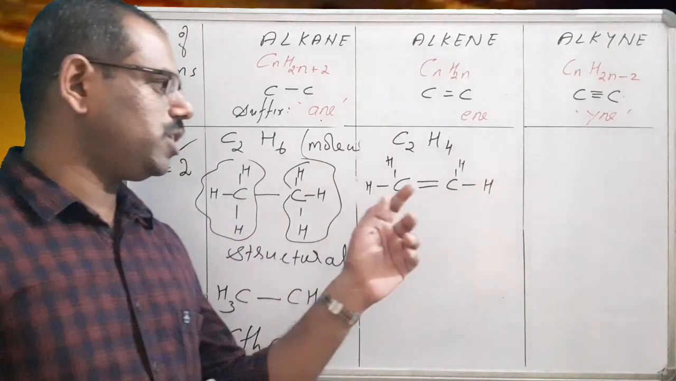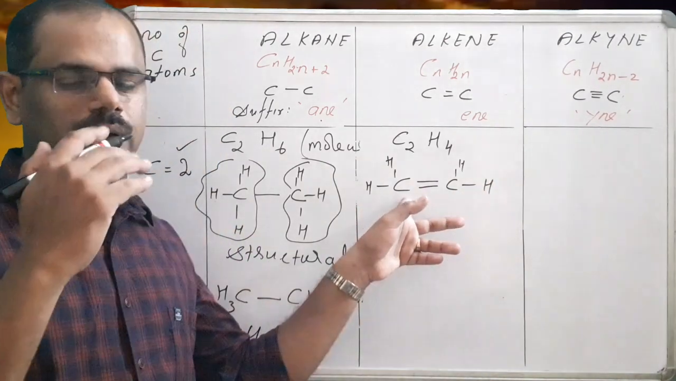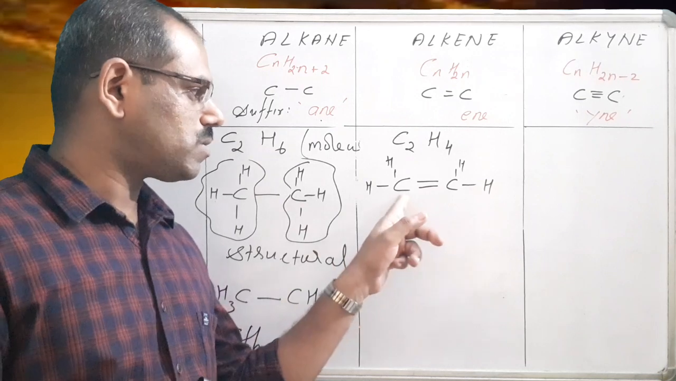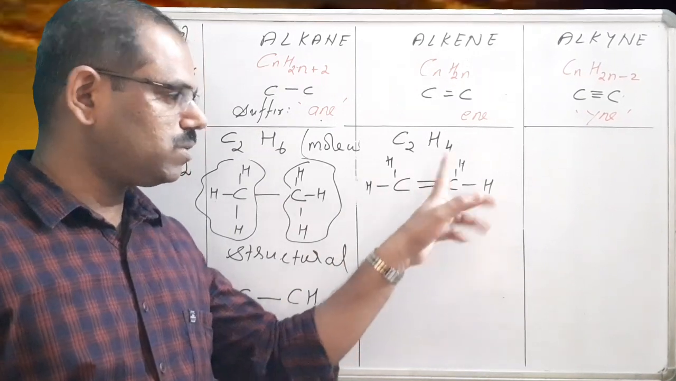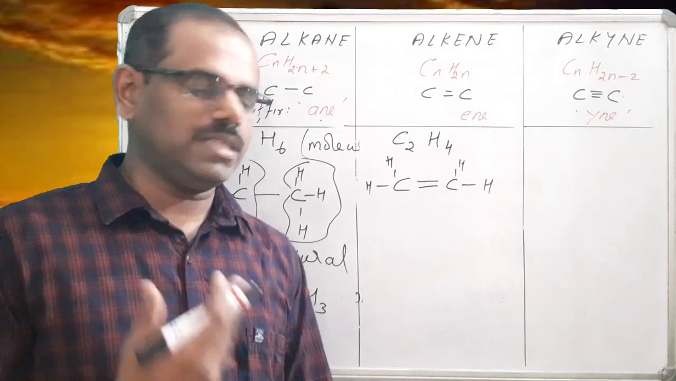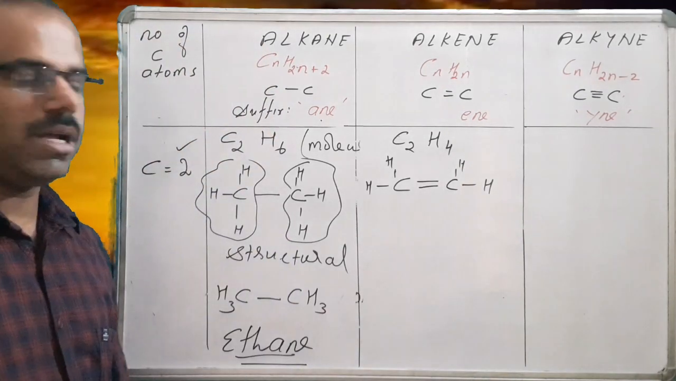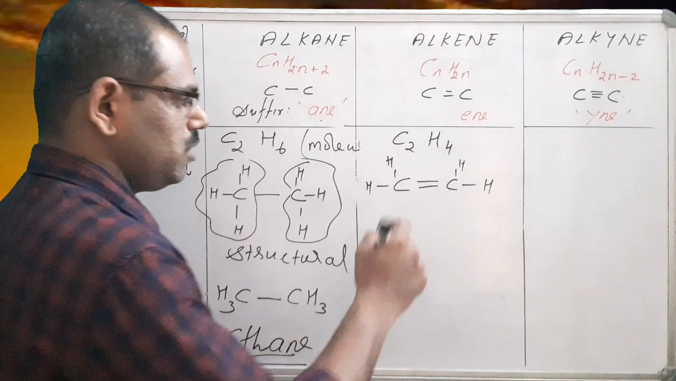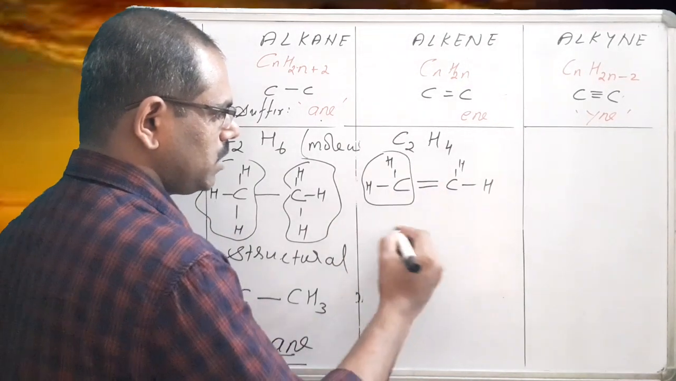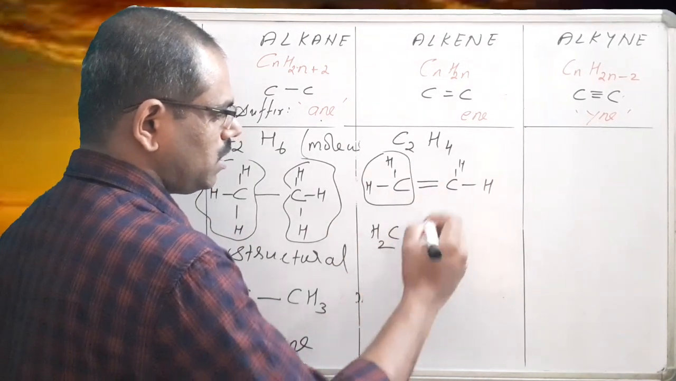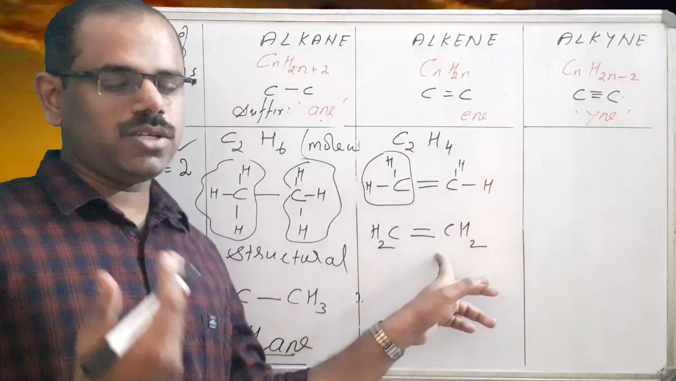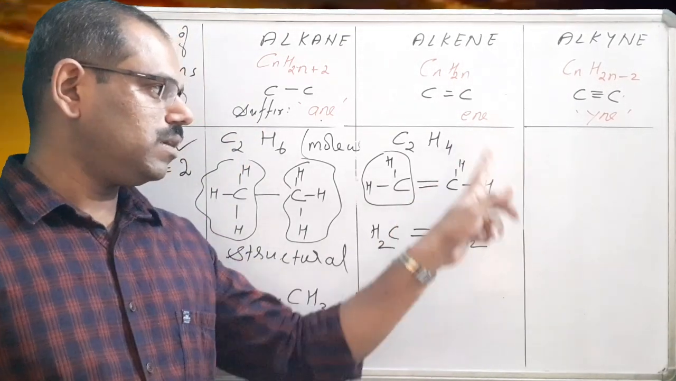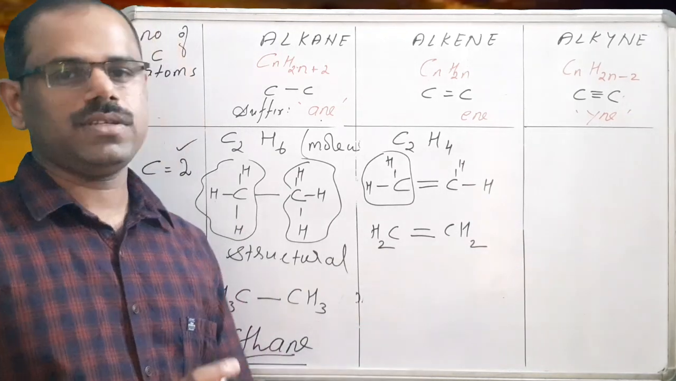Then check whether each carbon satisfies all 4 bonds. First carbon, 1, 2, 3, 4. The same for the second carbon, 1, 2, 3, 4. The 4 bonds are satisfied, so it is a structural formula. In the same way you make it condensed. So this area, make it together: CH2, double bond, CH2. So this is known as the condensed formula. Molecular formula, structural formula, condensed formula.